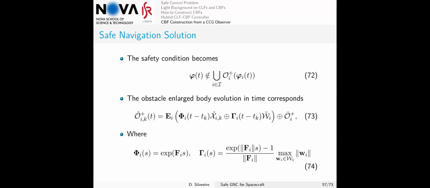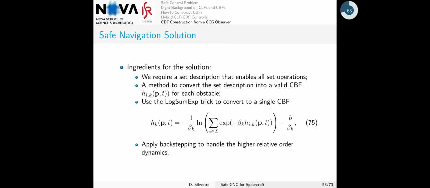So if we do that, a way to construct this is that we need a set representation that allows me to do all of these set operations exactly. And we need a method to convert this into a valid CBF. And then, of course, we can always use the log-sum-exp trick whenever I have multiple CBFs and I want to join them into a single one, and apply backstepping to handle the relative order.